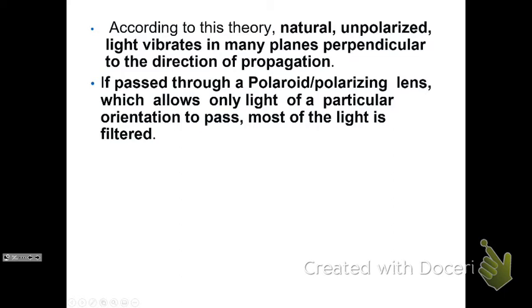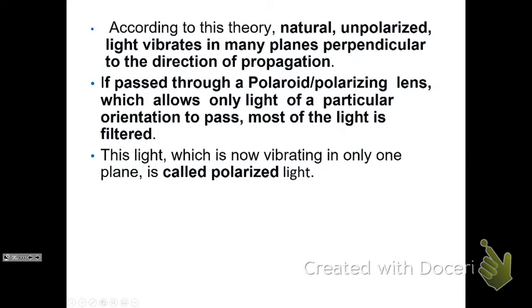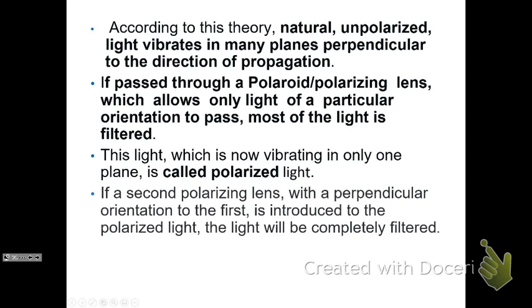Once that light is passed through a polarizer or a lens that will polarize the light, only a particular orientation of the light will be able to pass through. This light which passes through is called polarized light because it is only oscillating in that one direction. And if you put it through a second polarizing lens, if you've taken out the vertical oscillations on the first lens, and on the second one you're taking out the horizontal oscillations, then the light will be completely filtered and there will not be any light allowed to pass through. That's like a double polarizer. Not the most convenient kind of system for sunglasses, right? We like to see.